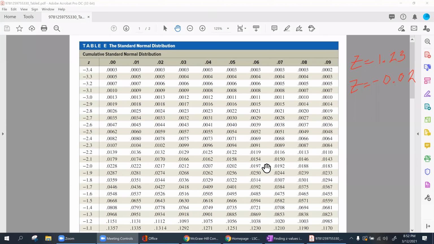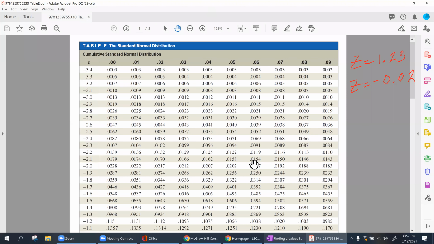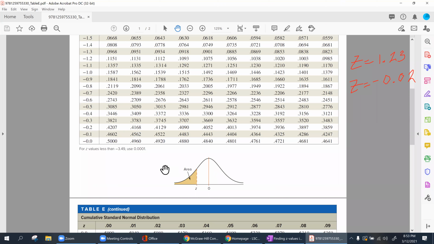Hello class, welcome back. Today we're going to get started on section 6.1, the normal distribution. The foundation of this section, and of what's coming up, is analyzing the normal distribution curve, and by that I mean the one right here.